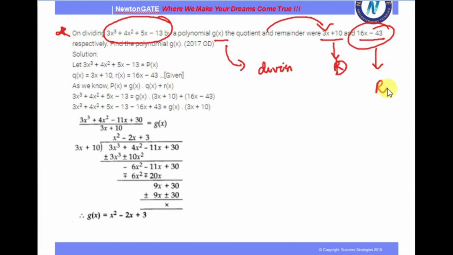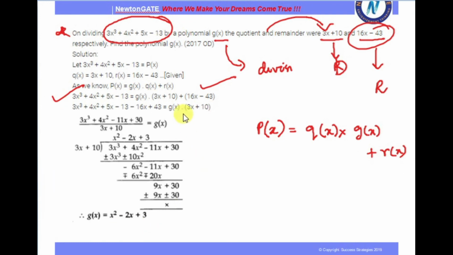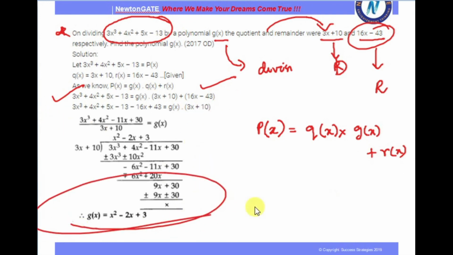Now, we know that the division algorithm says that P(x), the polynomial which acts as the dividend, is equal to Q(x) into G(x) plus R(x), where Q(x) is the quotient, G(x) is the divisor and R(x) is the remainder. So putting the same in this equation, we put accordingly what the divisor, dividend and remainder are. After solving and simplifying, we get that G(x) is x squared minus 2x plus 3.